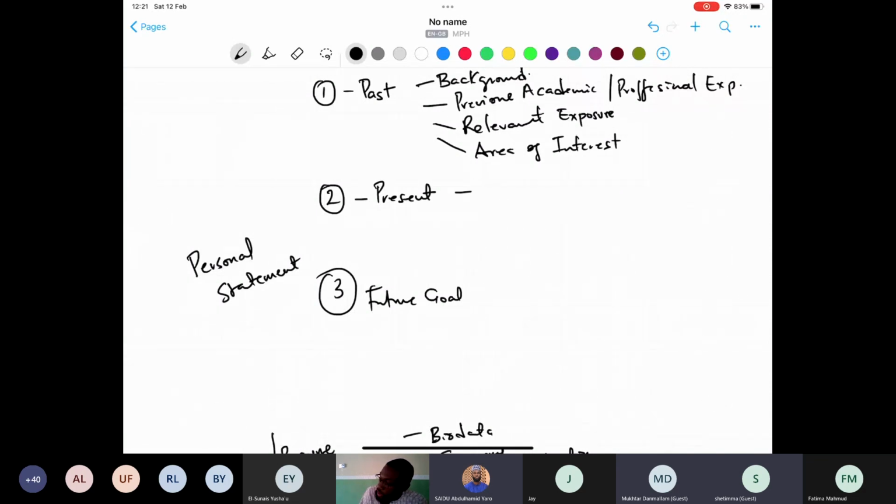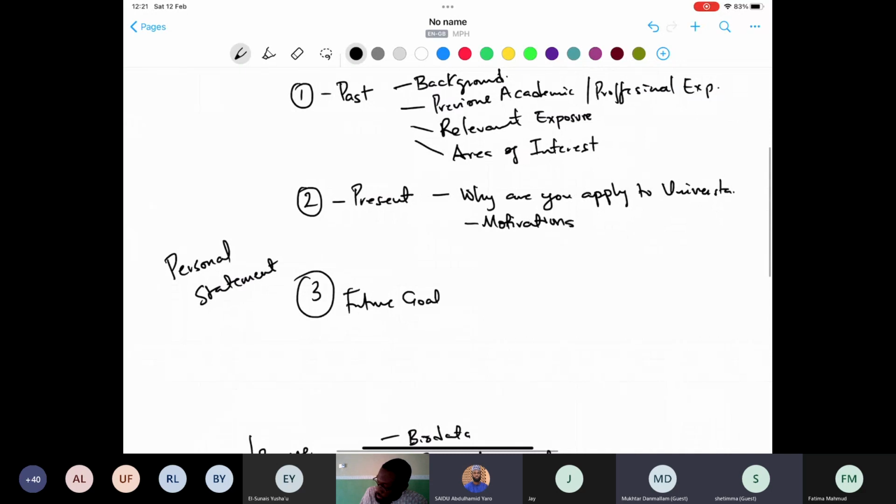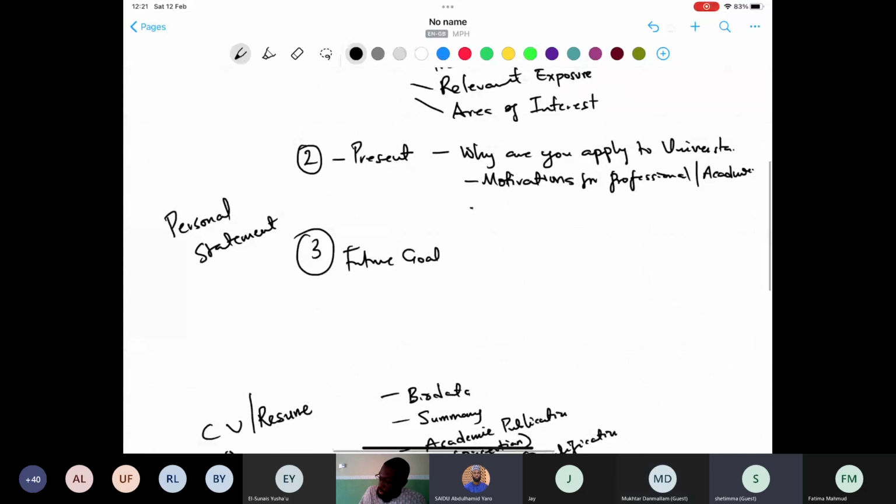In the present, you talk about why you're applying to the college, why you're applying to the university, that's number one. And you talk about your motivations again, motivations for professional or academic reasons. And then you talk about why you are applying for the course.